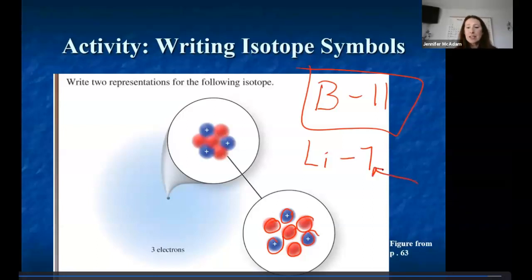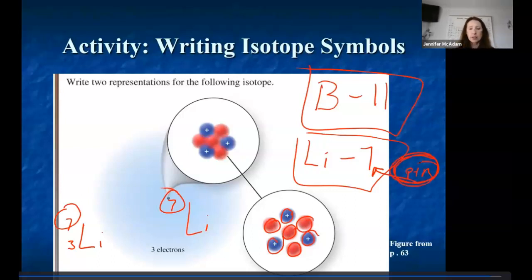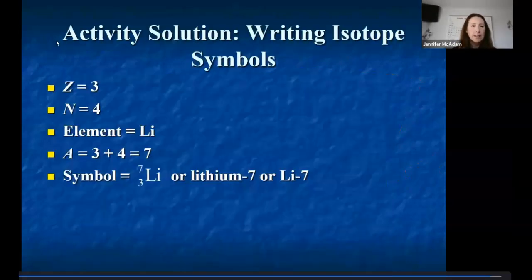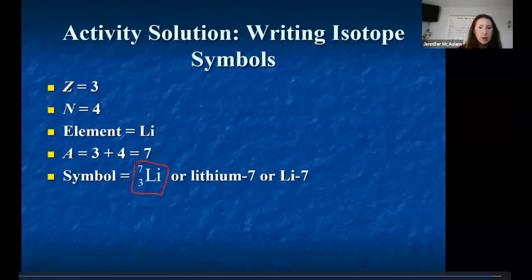Because remember, the mass number is protons plus neutrons. And so this one would be lithium 7. We could also write it as Li. We could put the 3 down there and the 7 up here. Or we could have written it like Li and then just put the 7. And remember, the 7 is always the mass number, and the mass number is protons plus neutrons. And so again, here's everything we just talked about. We could have written it like this, or like this, or like this, or like this. All of those would be correct.